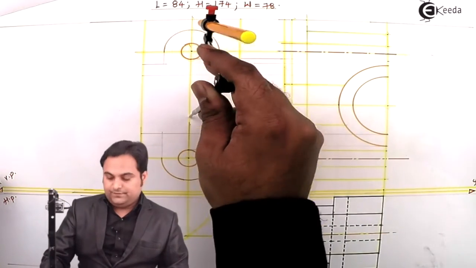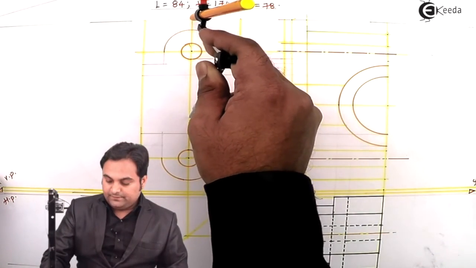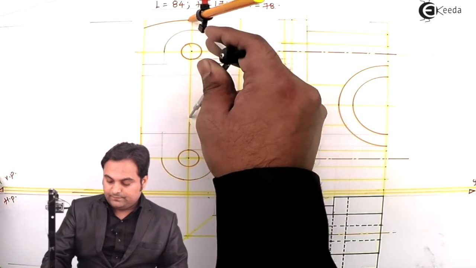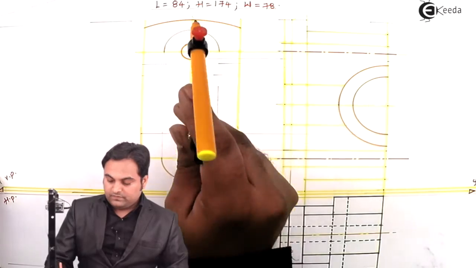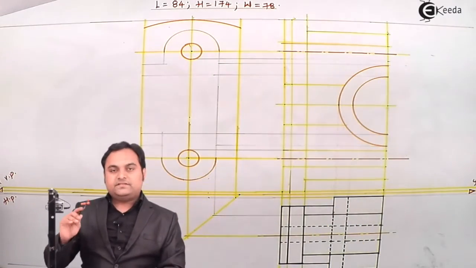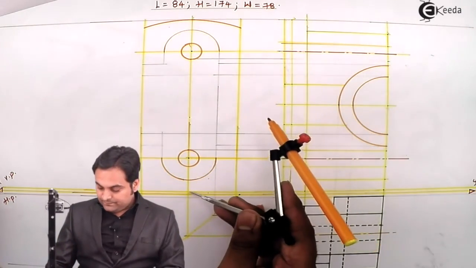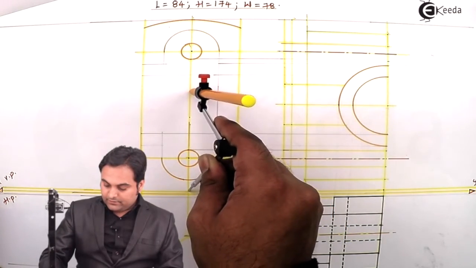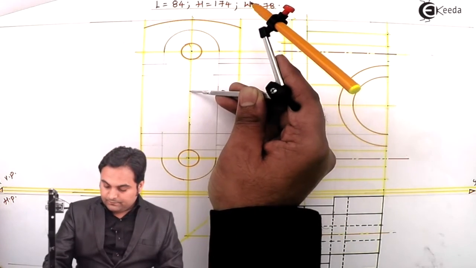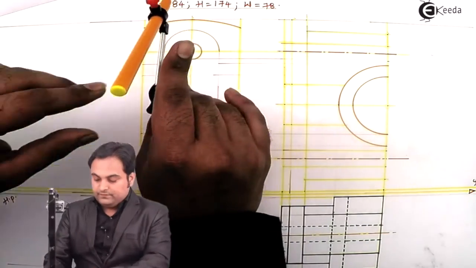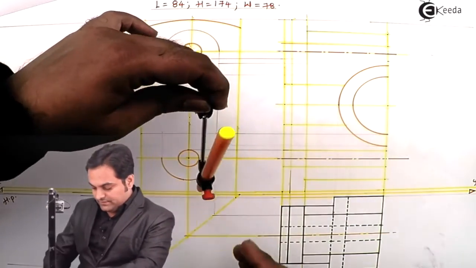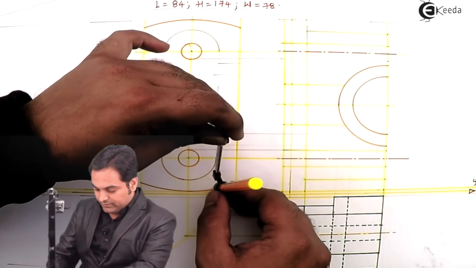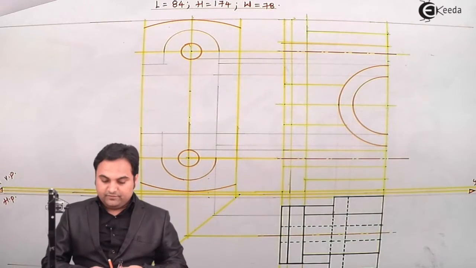Then keeping this center and radius 99, I'll draw an arc. Similarly, I'll take the same 99 mm radius, marking it on the other side, taking this center and the same radius of 99 mm, I'll draw an arc. So this surface will be visible.